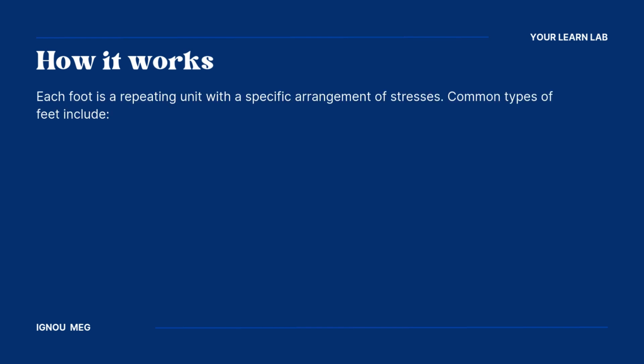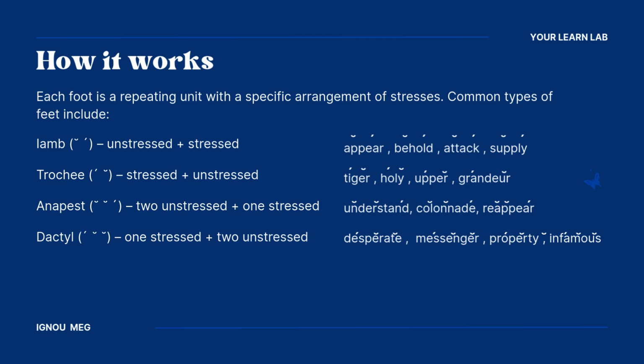To understand this better, you need to know what a foot is. A foot is basically a repeating unit with a specific arrangement of stresses, and common types of feet include 1, iamb, which consists of one unstressed syllable followed by a stressed syllable, as in appear, behold, attack, supply. Next, you have the trochee, which consists of a stressed syllable followed by an unstressed syllable, like tiger, holy, upper, grandeur. You can see how here the stress is on the first syllable and the second syllable is unstressed.